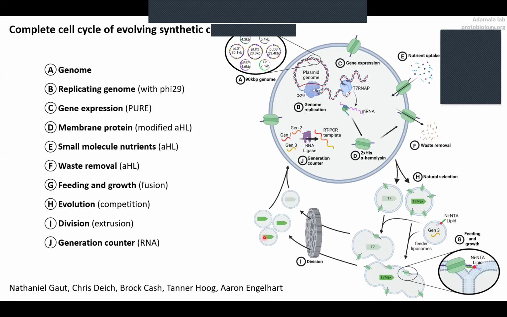And then last but not least, we have what we call a generation counter. I'm not going to go into details of that. It's basically a way to prove that the lineage remains consistent. So one and the same synthetic cell went through cycles and cycles of growth and replication.